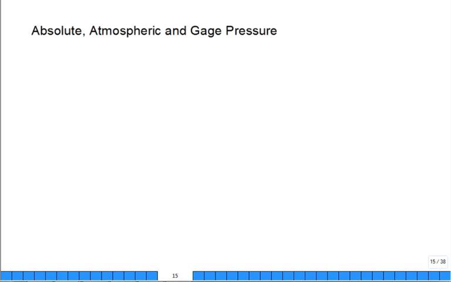We have absolute, atmospheric, and gauge pressure. So you can think about a gas. That's probably easiest to think about, but we could talk about pressures in liquids as well. We don't really talk about pressures in solids because solids can be stretched as well as compressed. And you can't stretch a gas or stretch a liquid. You can push on it but not really pull on it.